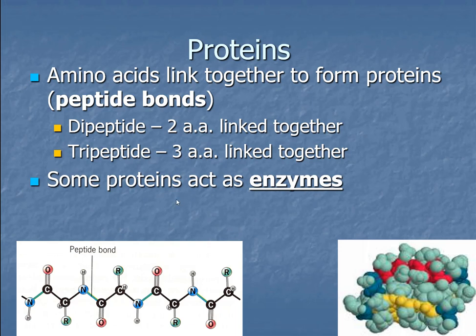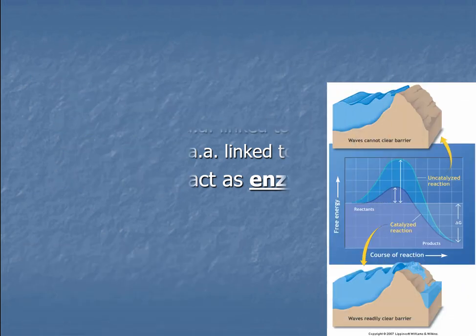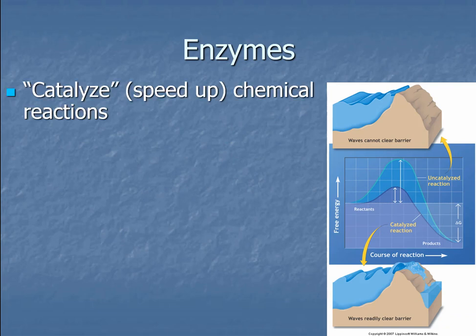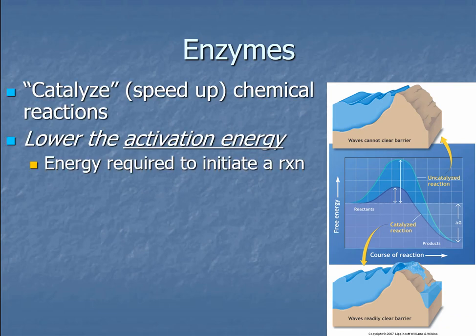And then some proteins act as enzymes, which, if you remember what enzymes do, they catalyze or speed up chemical reactions. So you probably were exposed to this in a chemistry course, but an enzyme is a protein that speeds up chemical reactions, and the way it does it, it lowers what's called the activation energy, which is the energy required to start a reaction.